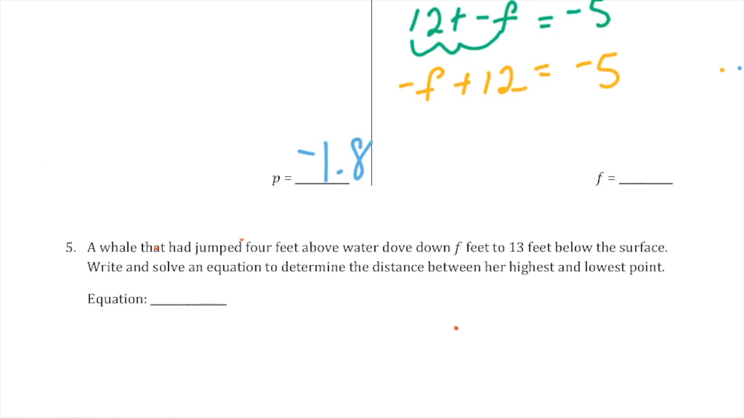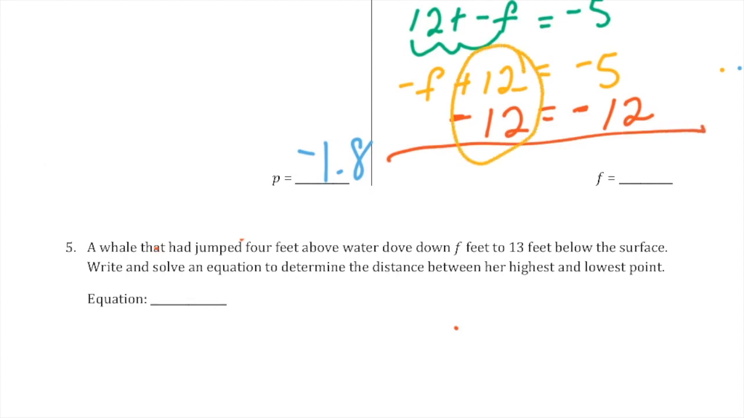I now want to get rid of the 12, and so to get rid of the 12, I'm going to use the inverse operation. You can also add the opposite, but I'm just showing both methods so that you can have a better understanding of how to use either the inverse operation or adding the additive inverse to isolate the variable. So here I'm going to use the inverse operation by subtracting 12 from both sides. 12 minus 12 is 0. I bring down negative F.